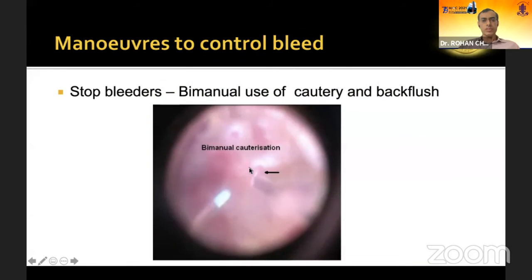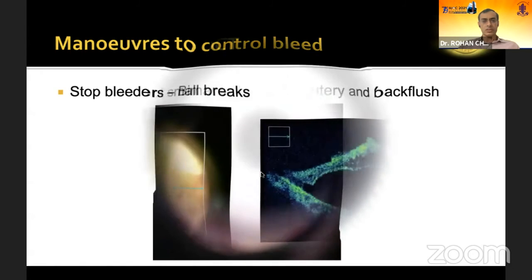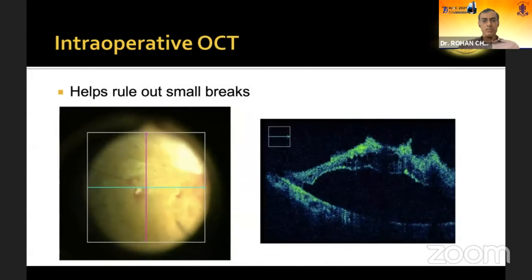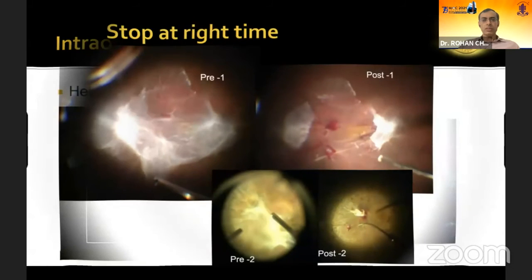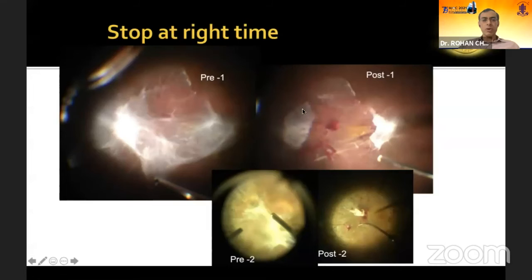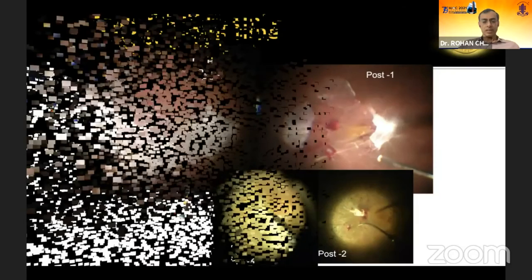Bimanual surgery also helps us to stop bleeders. In one hand, we have the backflush, which can remove the blood, and in the other, we have the cautery, to identify the bleeder and instantly cauterize it. Sometimes we can use intraoperative OCT to identify any small breaks. Also, we must know when to stop. If we keep on doing extensive surgery, we might create more iatrogenic breaks. So it might be a better idea to sometimes leave the nasal proliferation, just clear the disc and macula and end the surgery there. I'll show you some surgical videos.